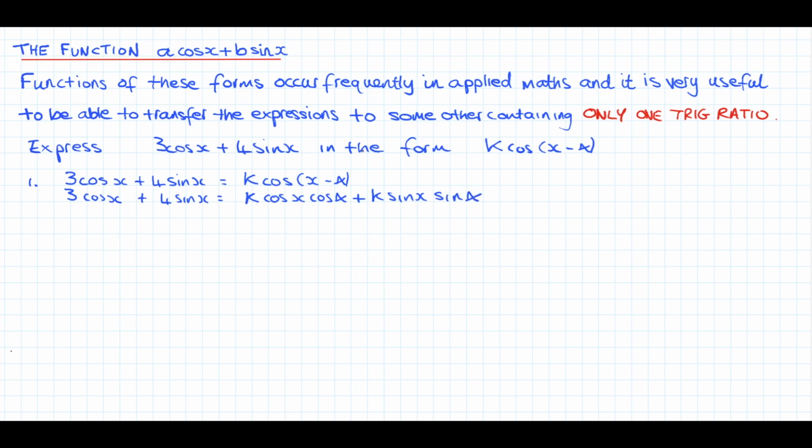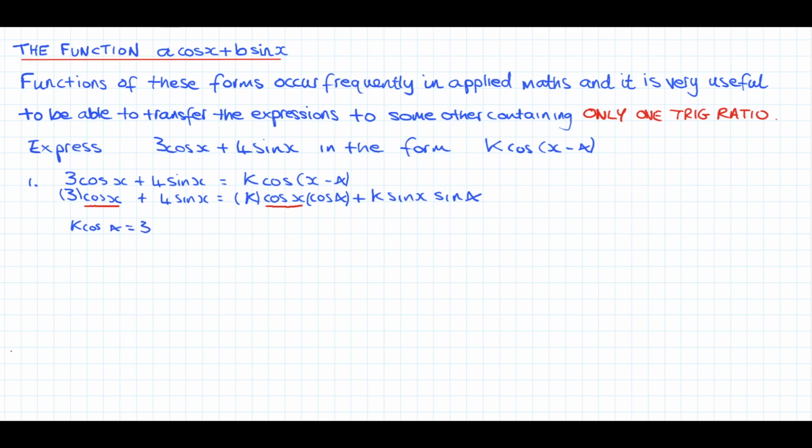Now these things are equal. We've got 3 cos x here, so I'm going to underline that. There's cos x, 3 cos x, and here is cos x here. The coefficient here is 3, and the coefficient here is k cos alpha. We could write that as k cos alpha times cos x. So do you agree we can write k cos alpha is equal to 3?